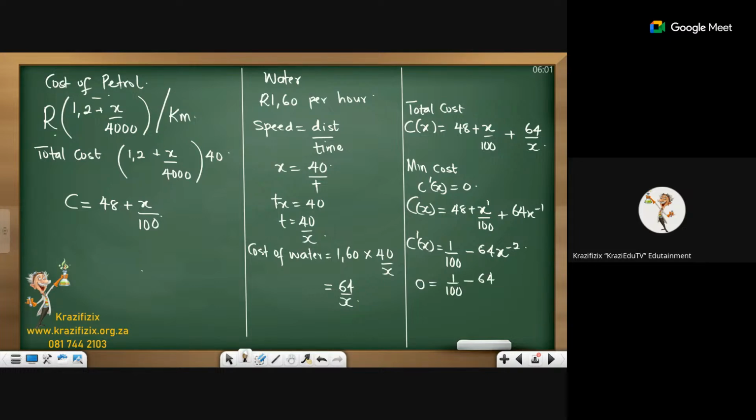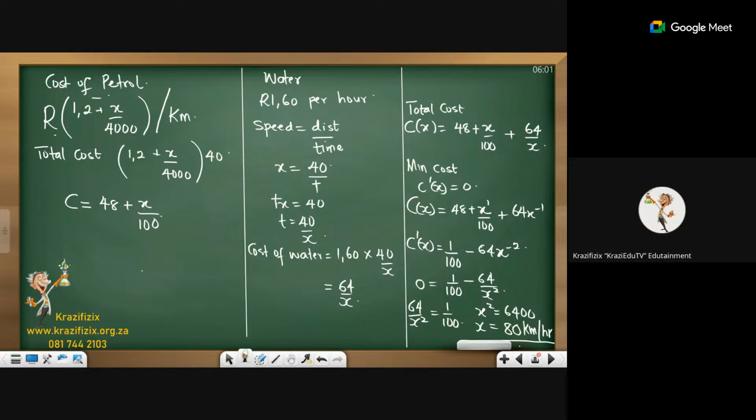Or we can just return this back. Now, let's solve. If I bring the 64 over, what would I have? 64 over x squared equals 1 over 100. Can we cross multiply? x squared will be equal to 6400. That makes sense. Now, what's the square root of that? The square root of 64 is 8, and 0. Oh, beautiful. So the guy should be traveling at 80 kilometers per hour. We are done there, guys.